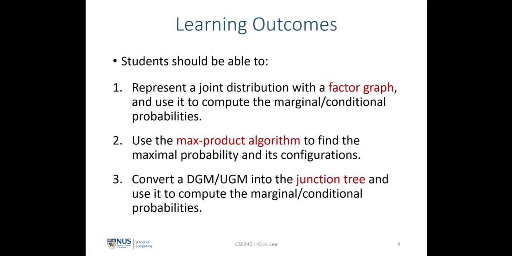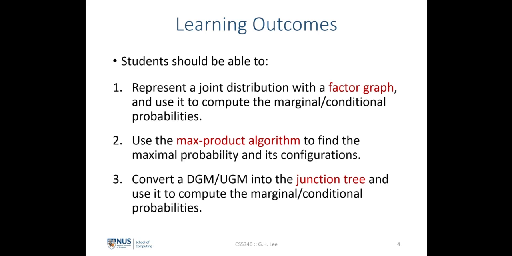So hopefully by the end of today's lecture, you'll be able to represent the joint distribution with the factor graph and use it to compute the marginal and conditional probabilities. We'll also look at the differences between a factor graph and the graphical models that we have looked at earlier, in particular the Bayesian network as well as the Markov random field.